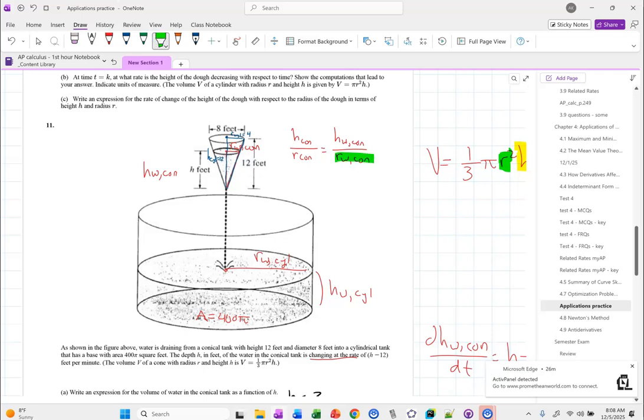So this is the guy we want to isolate, right? The radius of the water in the cone. So I can multiply both sides by 1 over HW cone and then flip. Everybody's okay with that? Or you cross multiply and then divide, whatever. I'm not going to show the algebra if that's okay with you guys.